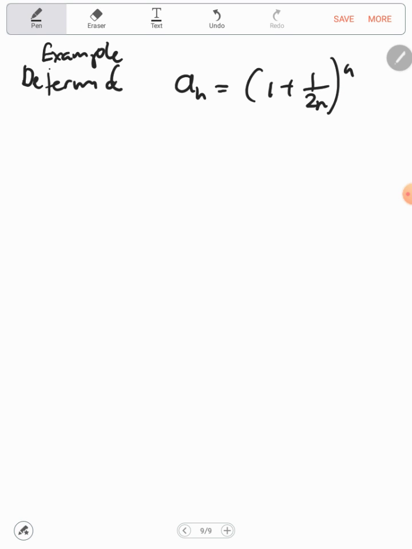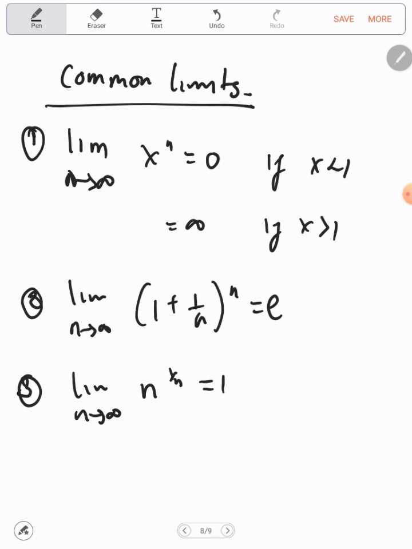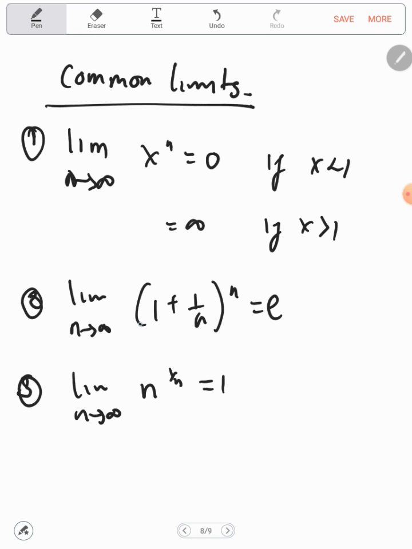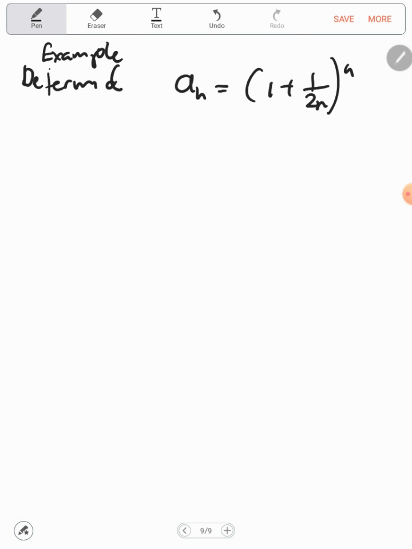So take note that in the previous slides on the common limits, we're given this one, (1 + 1/n)^n. If you have the denominator the same as that power, and you have 1 plus this other part, then the limit is exponential. So even here, it looks quite similar, but we just have to make sure that we have this raised to the power 2n.